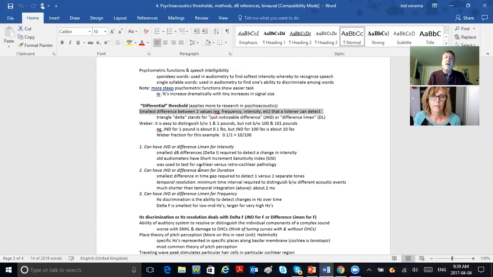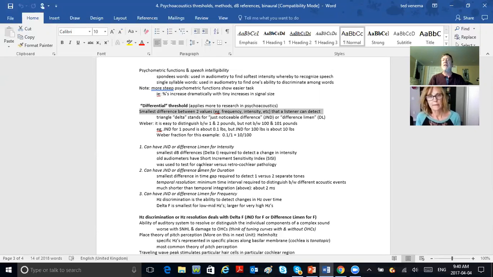In other words, if I play a 1,000 hertz tone so you hear it, if I play a 1,001 hertz tone, could you hear a difference in the frequency? Or when I played the 1,000 hertz tone, did I need to make the next tone 1,010 hertz for you to hear a difference? How big of a change did I need to make for you to notice that there was a change? That's what's called differential threshold.